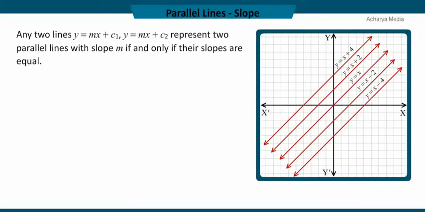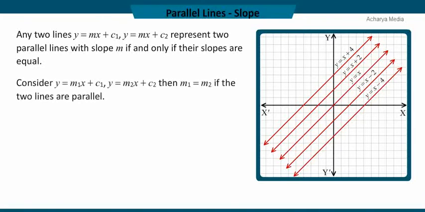Parallel lines. Slope. Any two parallel lines have the same slope. Y is equal to mx plus c1 and y is equal to mx plus c2 represent two parallel lines with slope m. Conversely, two lines are parallel if and only if their slopes are equal.